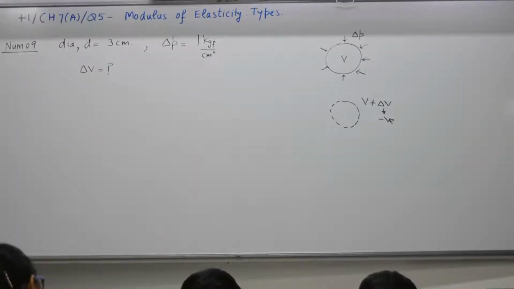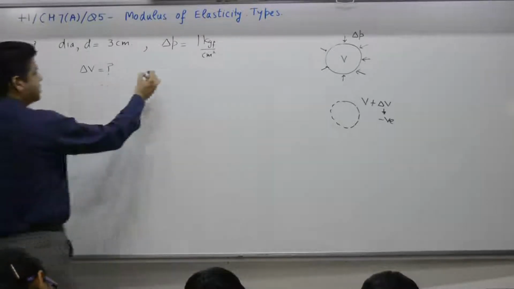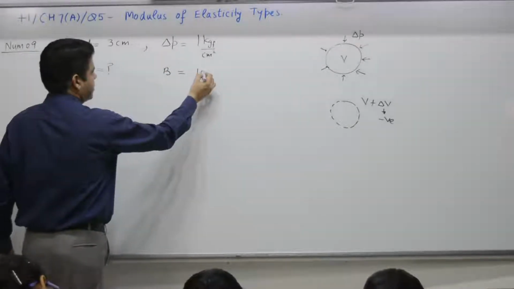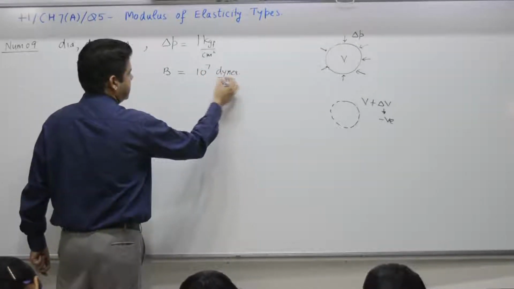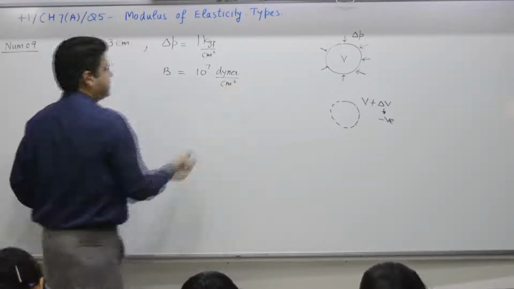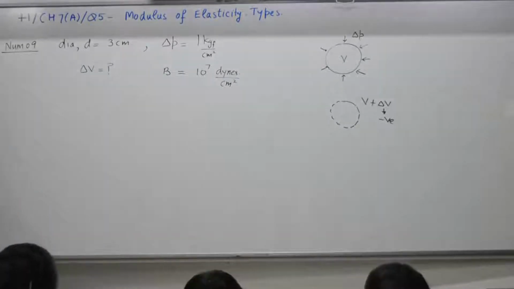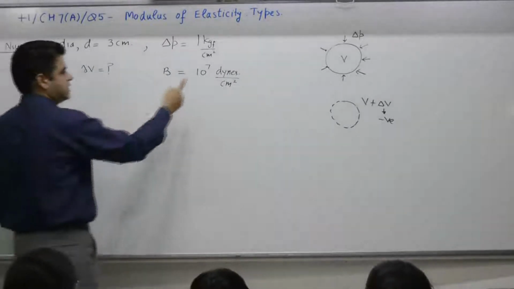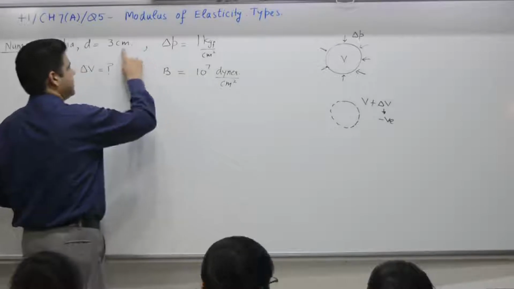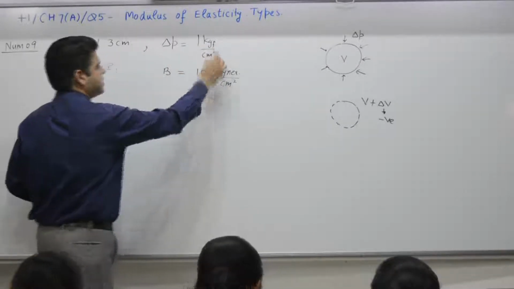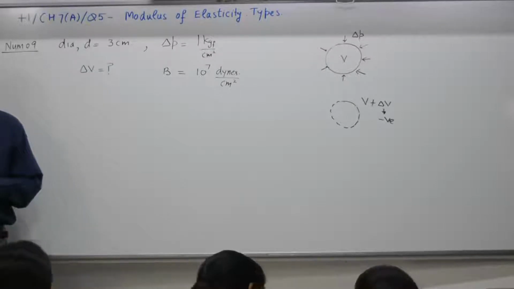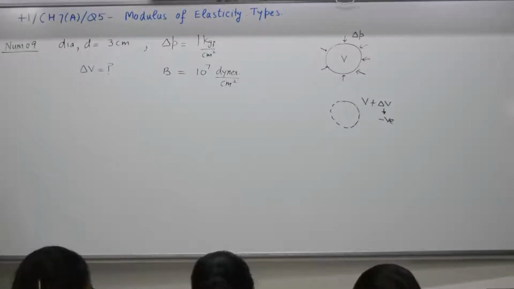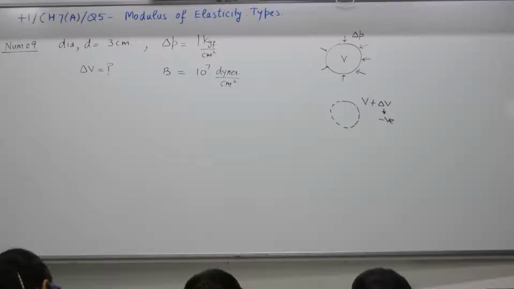The bulk modulus is given as 10 raised to the power 7 dyne per centimeter square. So you will have to change everything to CGS: dyne, centimeter, centimeter. You will have to change the pressure to dyne per centimeter square. Try this numerical for 2 minutes.